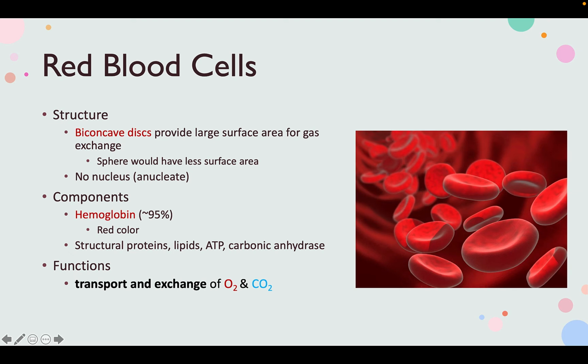are carrying oxygen. They're made of approximately 95% hemoglobin as a protein, so it's mostly just carrying oxygen, and this is what contributes to the red color. Structural proteins, lipids, ATP, and carbonic anhydrase make up the rest of red blood cells. Don't worry too much about memorizing that, just understand that it's mostly hemoglobin so that it can carry oxygen. So they transport and exchange O2 and CO2.